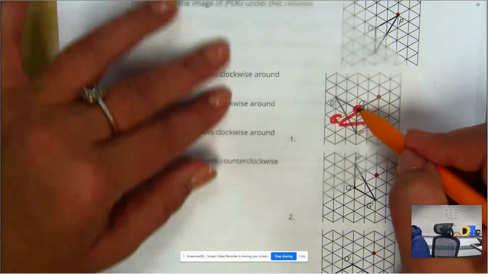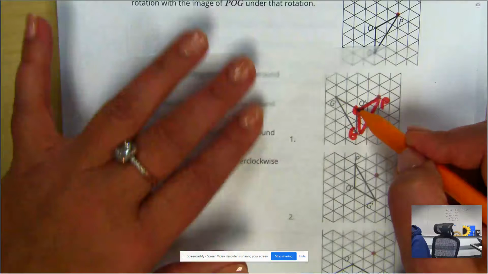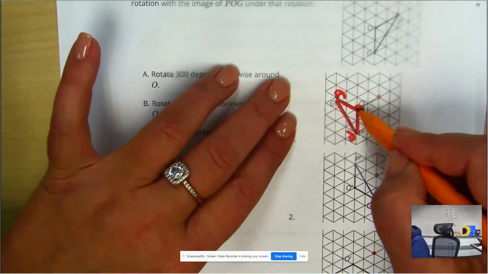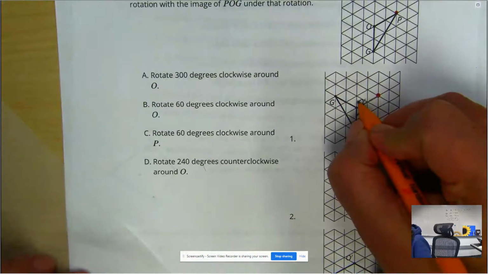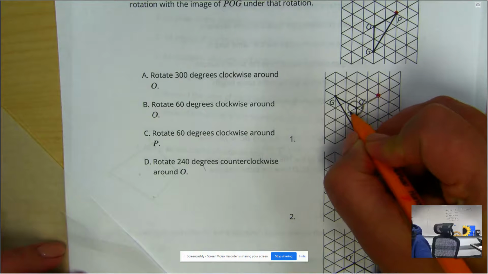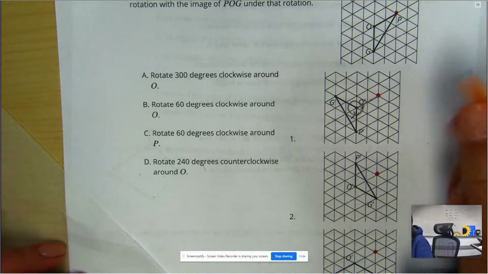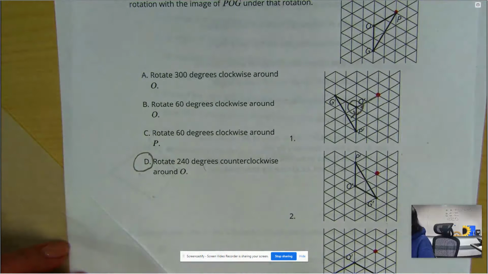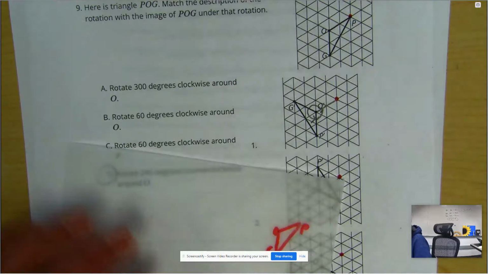So if I go this way, that's 120. How much is it if I go this way? So that would be 60, 120, 180, 240. So that's a different way to get there. It's this one right here. All right, next one, line up P.